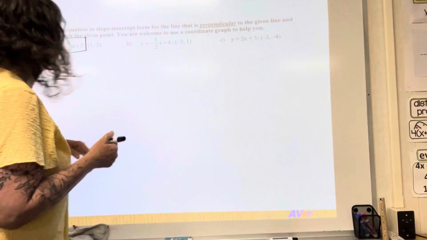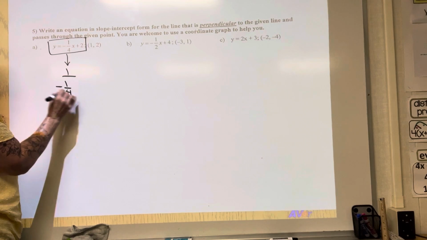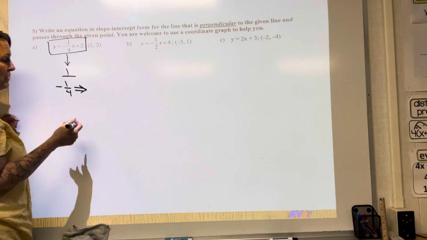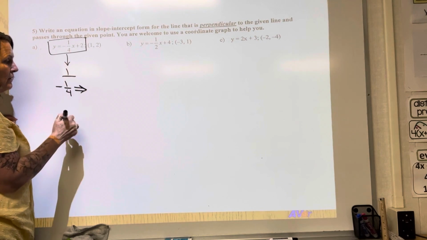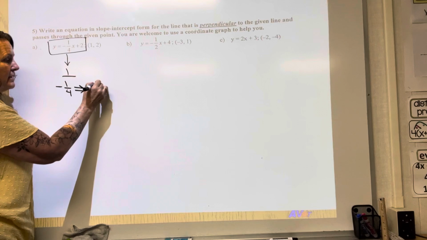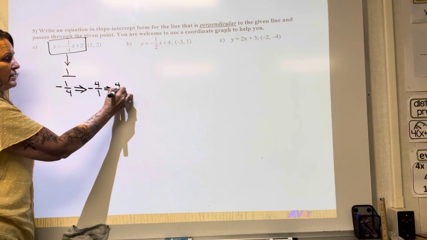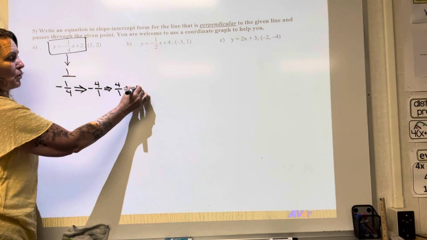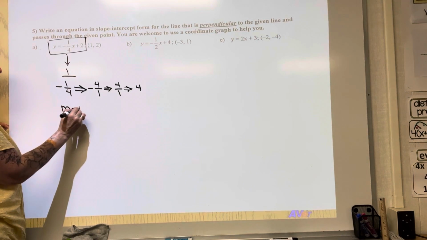Let's take a look. So I can currently see that the slope is -1/4, but we need to change it. We're going to grab it, flip it, change this sign. So if I flip it, it becomes this. And if I change the sign, it becomes this. But I don't want to work with 4/1. It's much easier to work with 4. So my new slope is going to be 4.